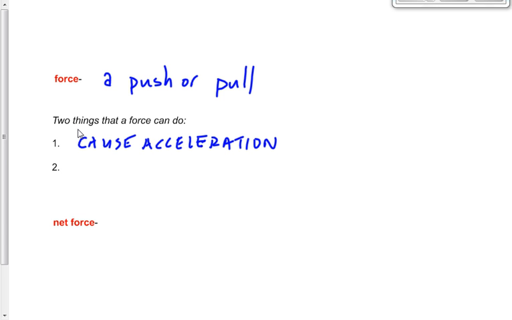When you're changing direction, since velocity is a vector, if you're changing velocity, you can change it either by changing its speed or by changing its direction. And if you're changing velocity, you have an acceleration. So a force can cause acceleration.